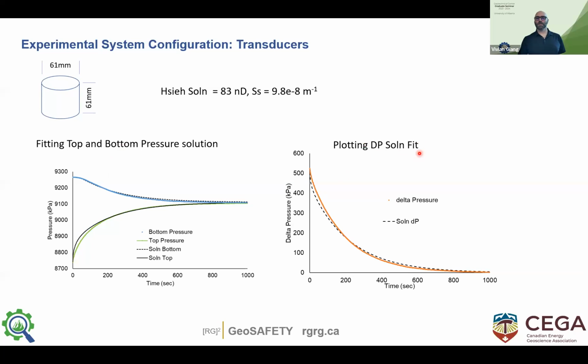And I can plot the same one with the delta P. So there's the specific storage term. You can see the delay in the response after the pulse. That's just the storage. And you could do the same thing plotting delta P. So the Hsieh solution gives you 83 nanodarcy and the Brace solution 86 nanodarcy. These numbers are very close, but depending on your client, those numbers are different.